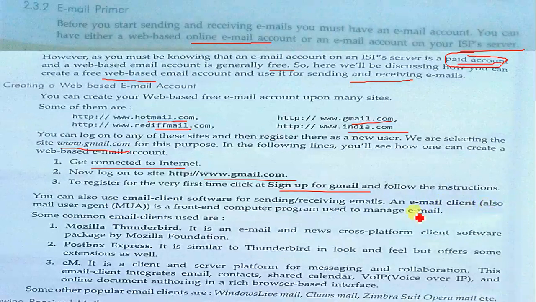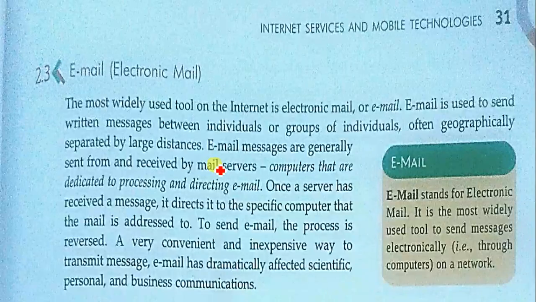That is also called an email client or mail user agent. MUA is a front-end computer program used to manage email. Mozilla Thunderbird is another software by the Mozilla Foundation. Postbox, and some other popular email clients: Windows Live Mail, Claws Mail, Zimbra, Opera Mail, etc. These are the host sites where we can create.